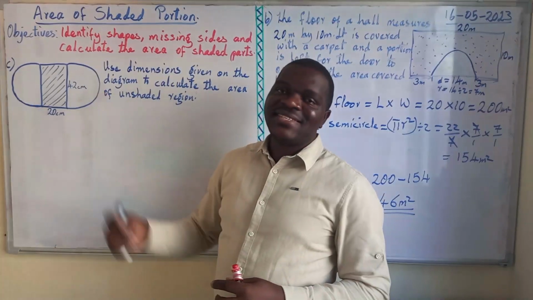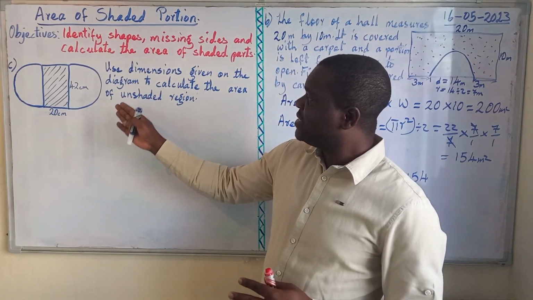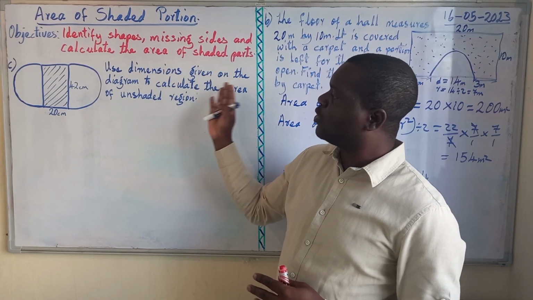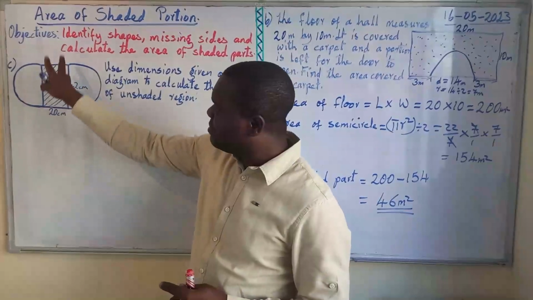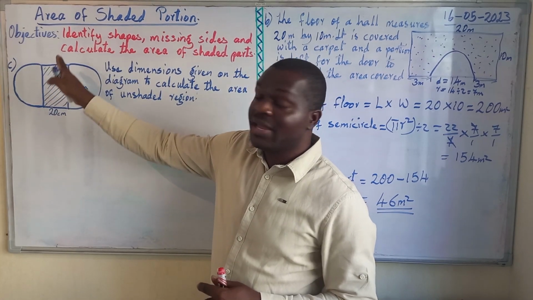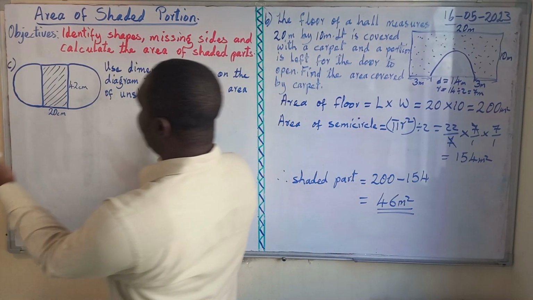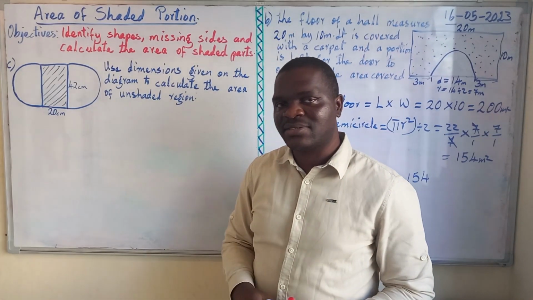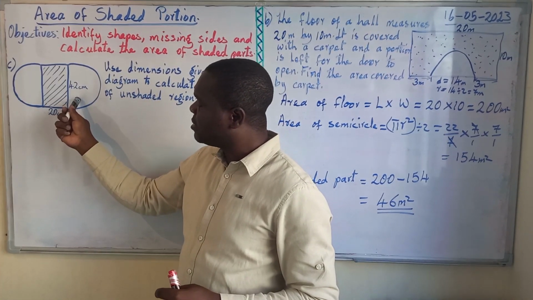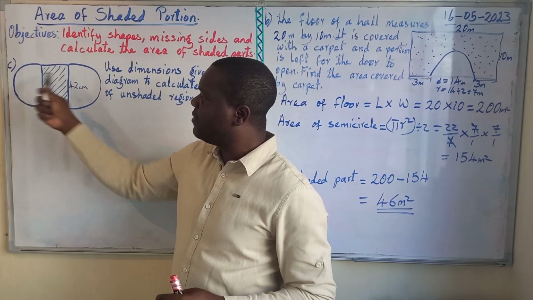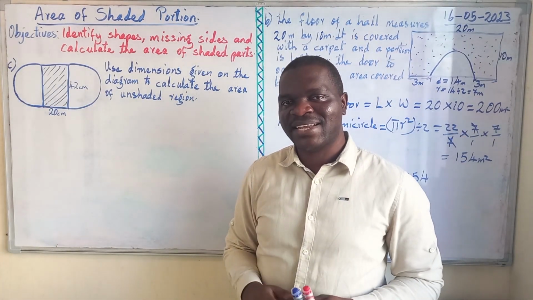Here is our example C. It says, use the dimensions given on the diagram to calculate the area of the unshaded region. In the middle, the shaded part is a rectangle, and on both ends we have two semicircles. This side is equal to this side, so we find the area of one semicircle multiplied by 2, and we'll have the area of the two semicircles.